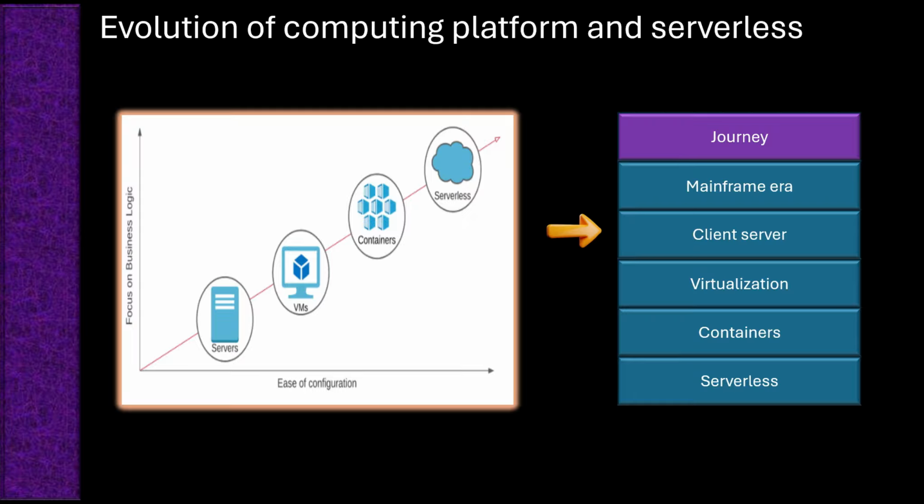But managing those servers, it was a headache. Every time you wanted to scale, you had to buy and set up more hardware. And it was not ideal for fast-moving businesses.